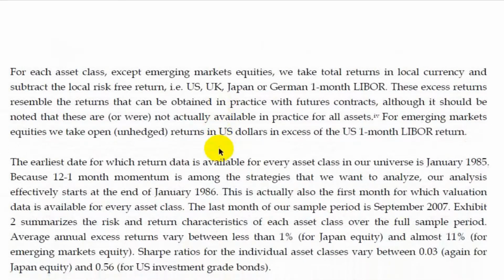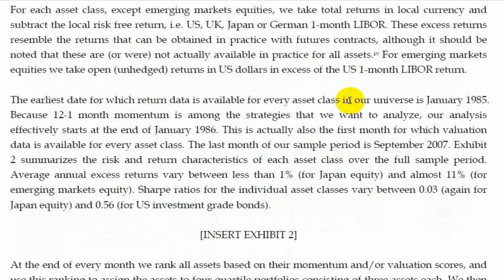So what they did is, for each asset class, except the emerging market equities, they took the total return in the local currency of that index, subtracted the local risk-free return, so that would be the 1-month LIBOR, and that would be the excess returns of that particular index, and that would simulate what a futures contract might earn you.